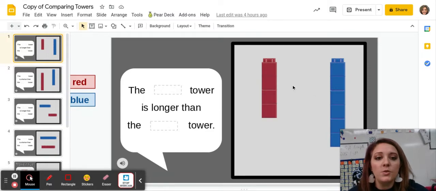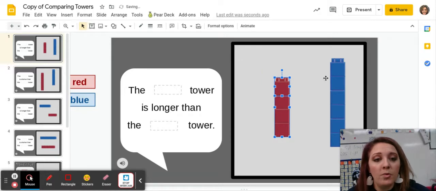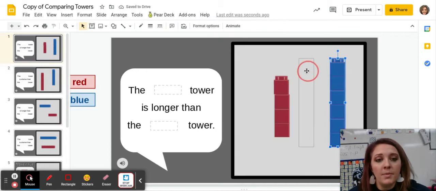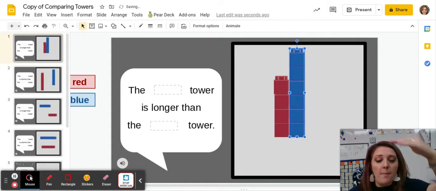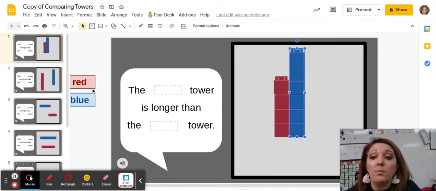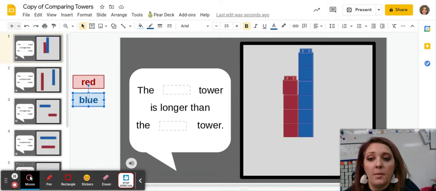So let's look at these two towers I have on my screen here. I have a red tower and I have a blue tower. I'm going to line these up so that we can measure them. So every time you are measuring something, you want to line it up from the bottom up to measure. So there are my two towers lined up, my red tower and my blue tower. I can tell that my blue tower is taller than my red tower.